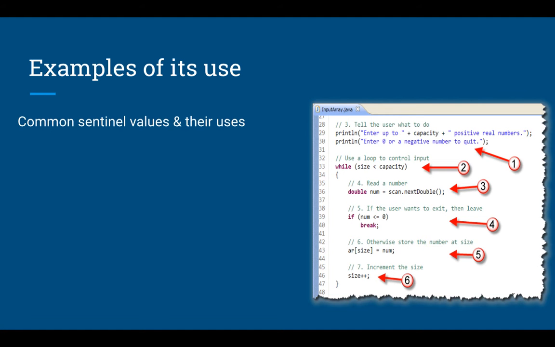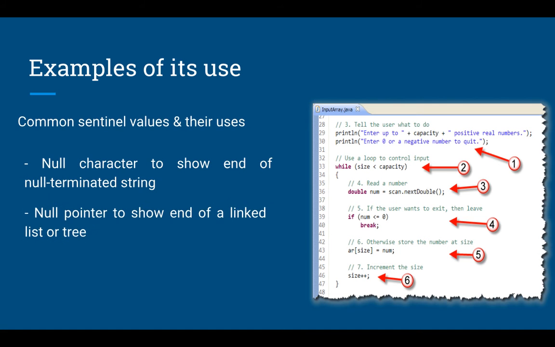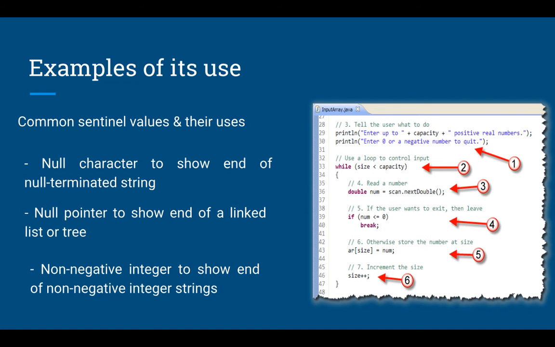So some common Sentinel values and their uses include null characters for indicating the end of a null-terminated string, null pointers for indicating the end of a linked list or tree, as well as negative integers for indicating the end of a sequence of non-negative integers.